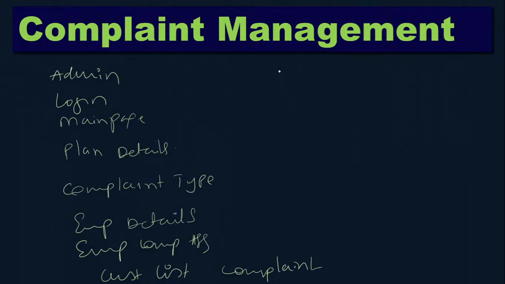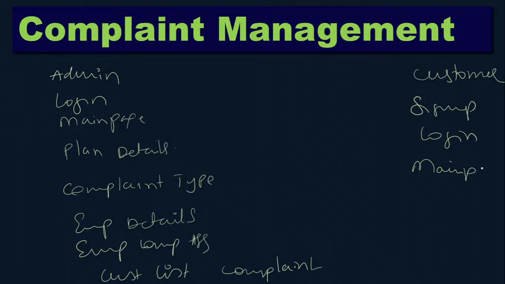Whereas if you go to the customer, what the customer can do is log in or sign up. They log in and go to the main page. Here they have options like the plan types or plan details, then the complaint type, which is a list actually. Then you can raise the complaint. Once you raise the complaint, it will come over here.